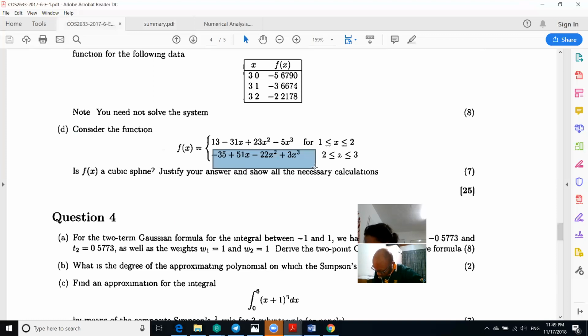So basically, it's not a cubic spline. Let's try. Because you can say g of x1 equals this. We substitute x2 into this, g of 2.